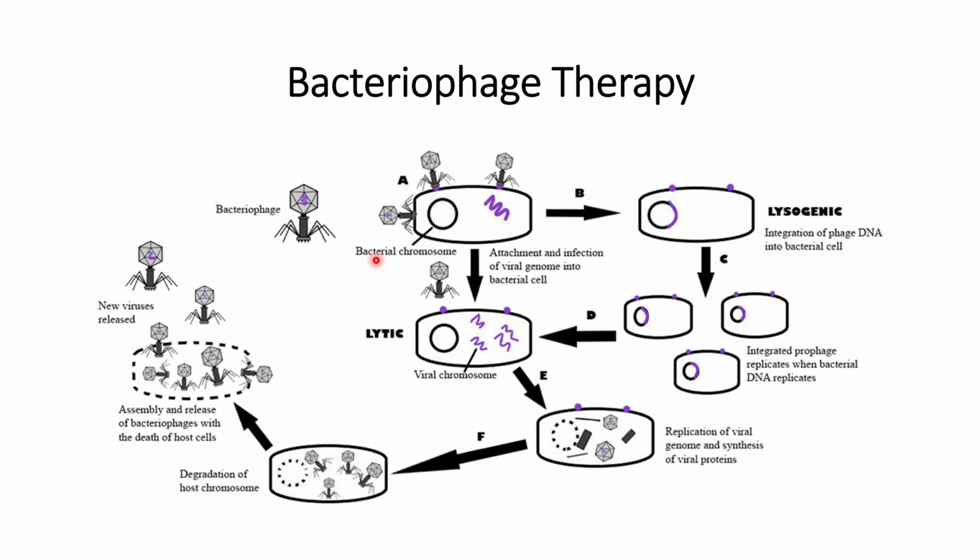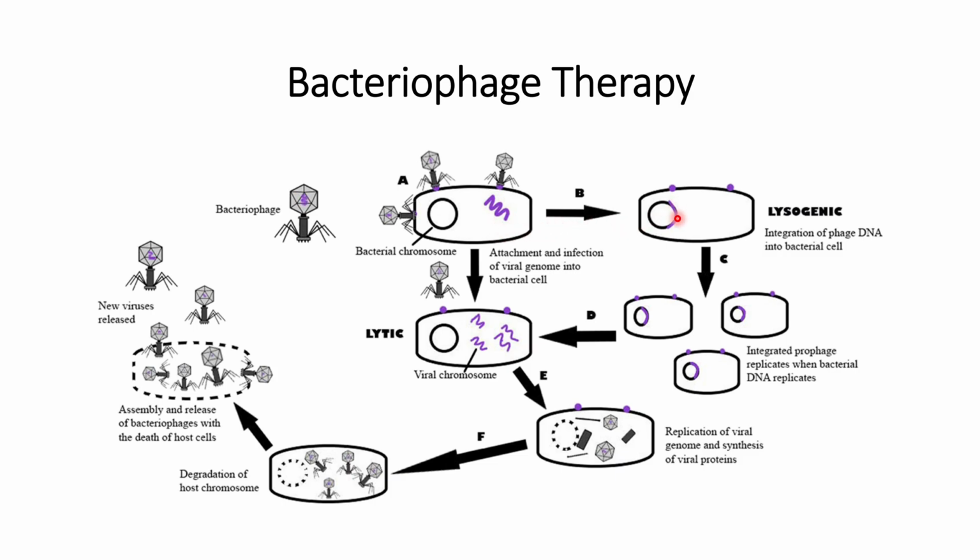Now let us understand how this bacteriophage therapy works. This is the bacteriophage that contains the gene of interest, or we can say the gene that can kill the cells that are infected with bacteria. The first step is the binding of this bacteriophage to the cell surface of the bacteria cells. After that, it will inject the gene of interest inside the cell of the host.